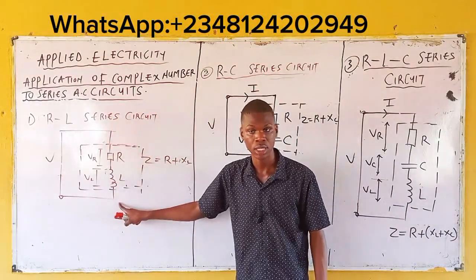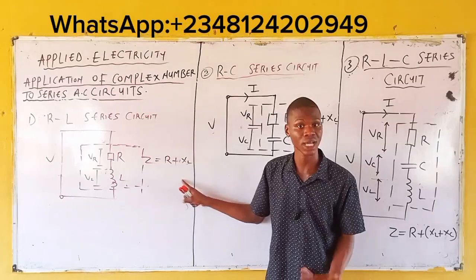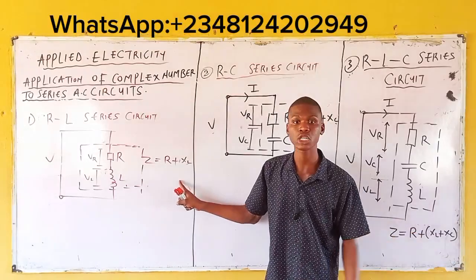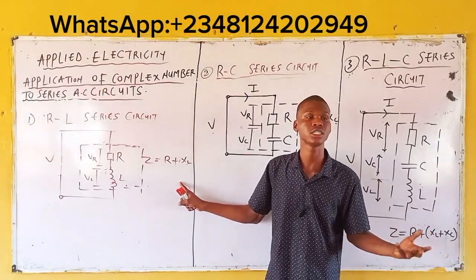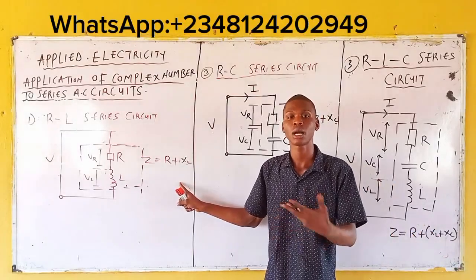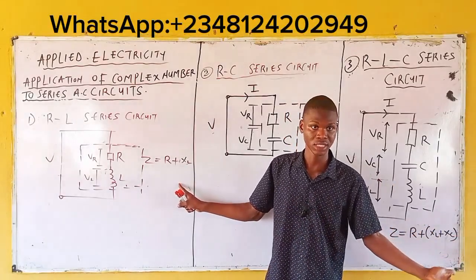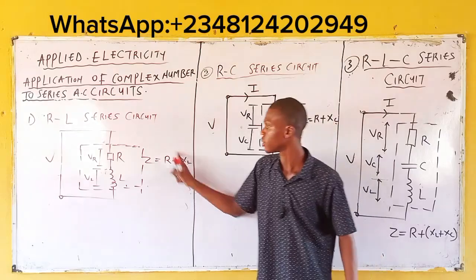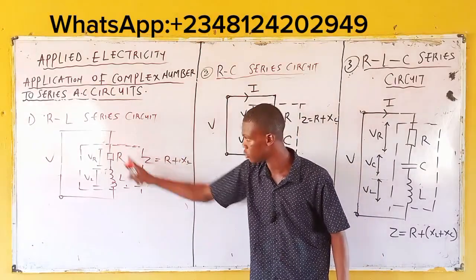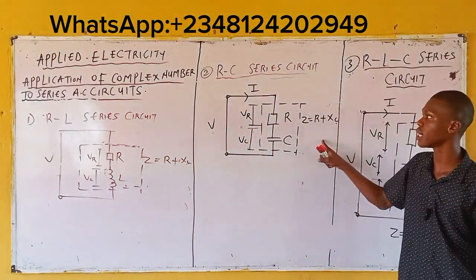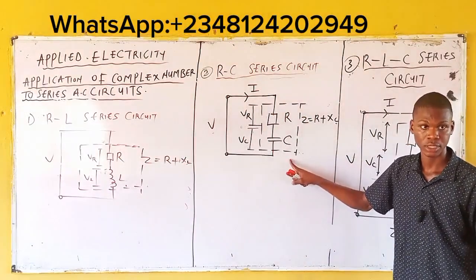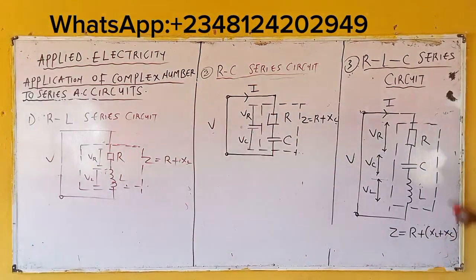Do you agree with me? This is the impedance. You know what impedance means? We've defined that: the combination of your resistor and, be it inductive or capacitive, reactance. You get what I'm saying? Now, this is your impedance for this circuit, this is also your impedance for this circuit, and this is also your impedance for this circuit.